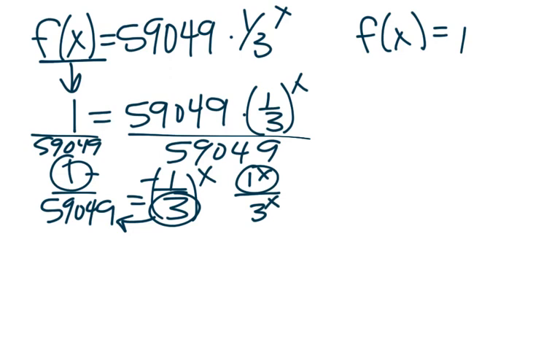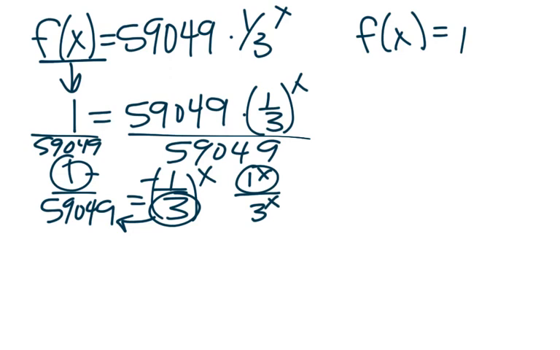So, if I have 3 times 1 is 3, 3 squared is 9, then 3 cubed is 27, 4 times 81, 5 times 243, 6 times 729, 8 times 2,187, 9 times 6,561, 10 times 19,683, and 11 times, I think it was, right?